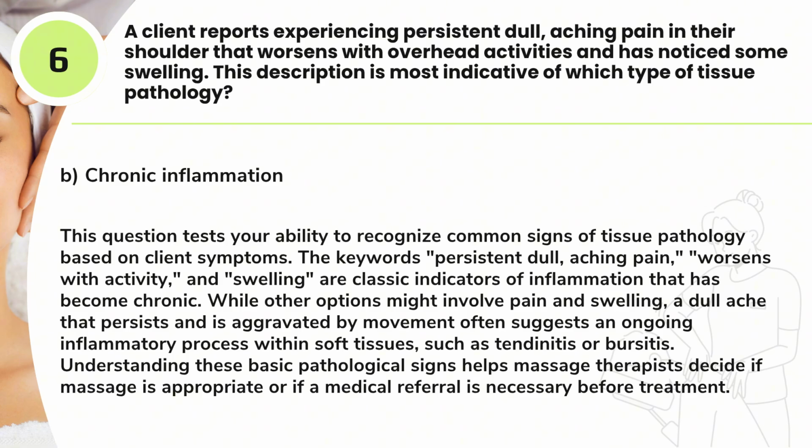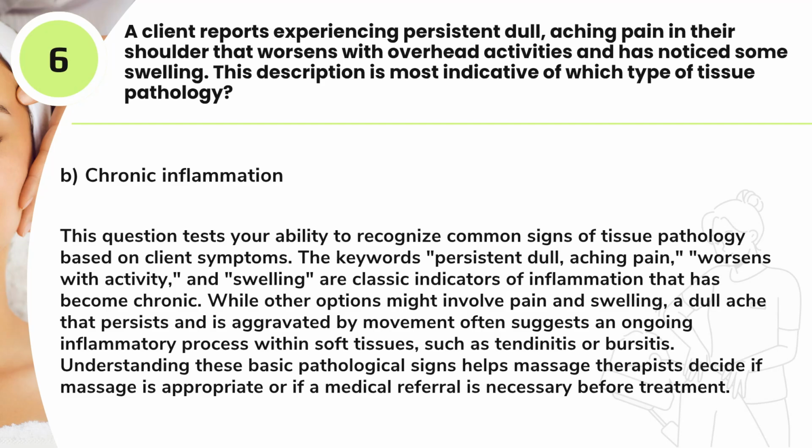The keywords persistent dull, aching pain, worsens with activity, and swelling are classic indicators of inflammation that has become chronic. While other options might involve pain and swelling, a dull ache that persists and is aggravated by movement often suggests an ongoing inflammatory process within soft tissues, such as tendinitis or bursitis. Understanding these basic pathological signs helps massage therapists decide if massage is appropriate or if a medical referral is necessary before treatment.